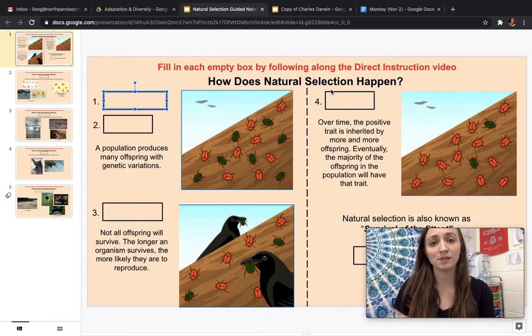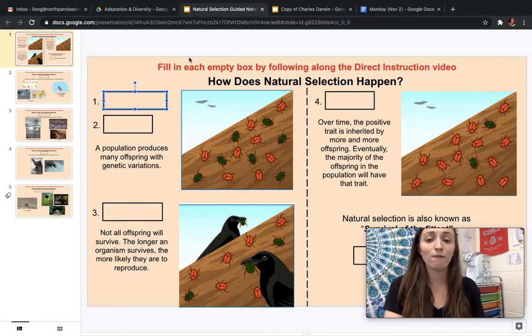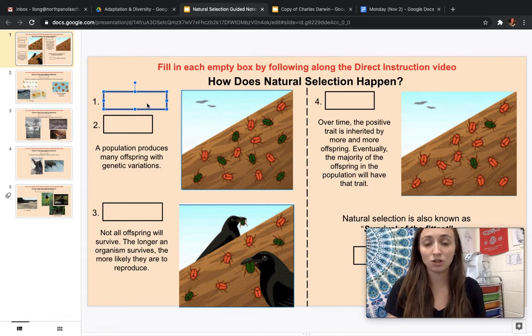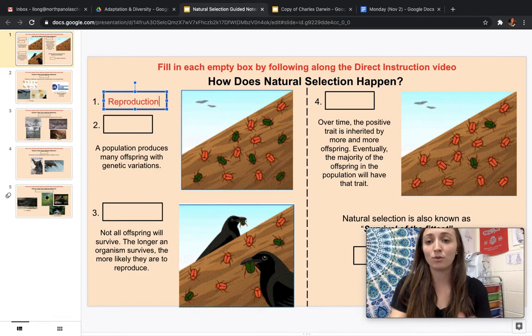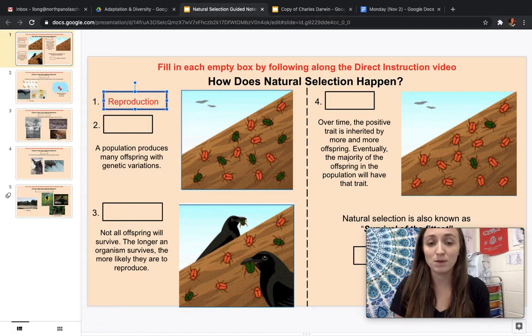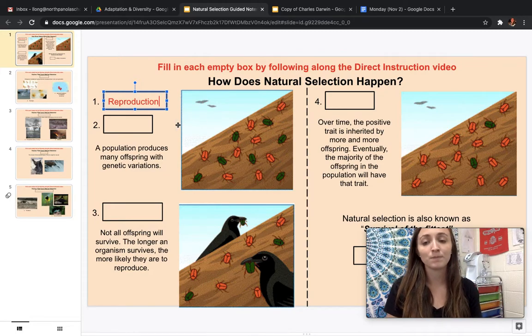How does natural selection actually happen? There are 4 main steps that are super important for this thing to go down. So first, we have to actually have reproduction happening. So that population of that species needs to have a mate and reproduce with their mate and create offspring. So in this case, we're going to look at a population of beetles. So these beetles are reproducing to make new beetles.